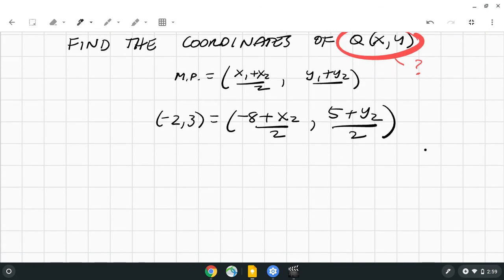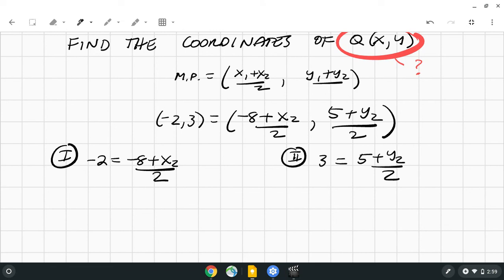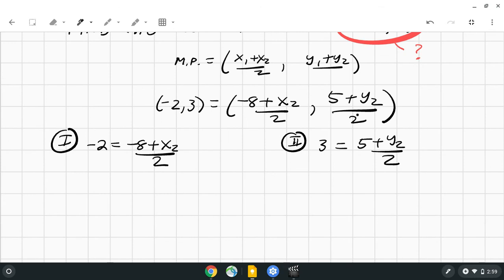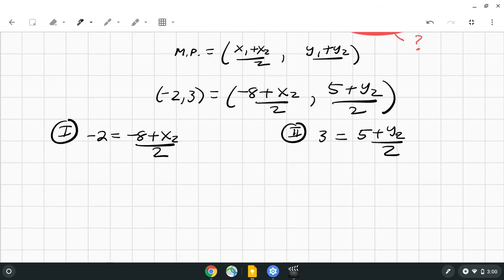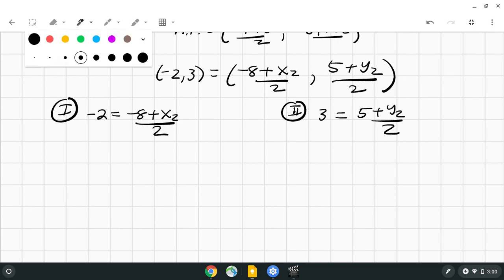So we're going to set those equal to each other and do this in two parts. So the x coordinate: negative 2 should be equal to negative 8 plus x2 over 2. And then over here, we're going to solve for the y coordinate, and we're able to say that 3 is equal to 5 plus y2 over 2. You see that? This piece should be equal to that piece. This piece should be equal to this piece. All right, and now we can go ahead and solve.